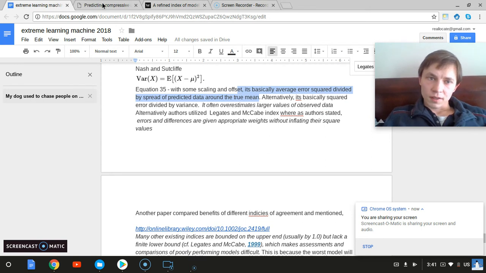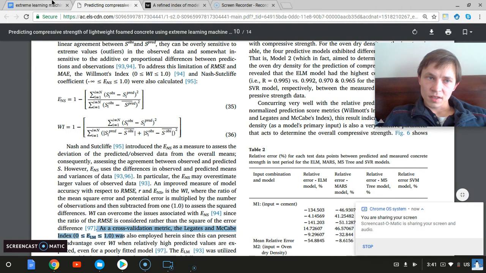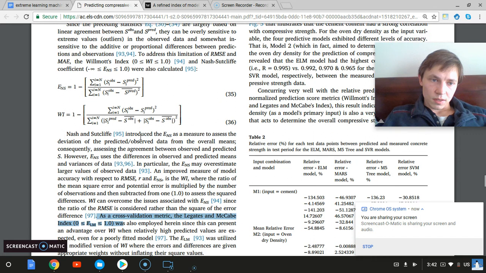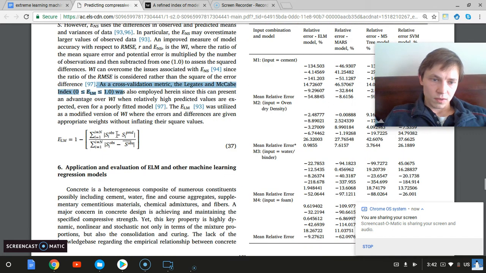Alternatively, the authors of this 2018 paper used the Legates and McCabe index to compare machine learning models, where, as the authors stated, errors and differences are given appropriate weights without inflating their square values. And the reason is because it uses the absolute values. Here you see there's no squares, so the outliers are not destroying the index.